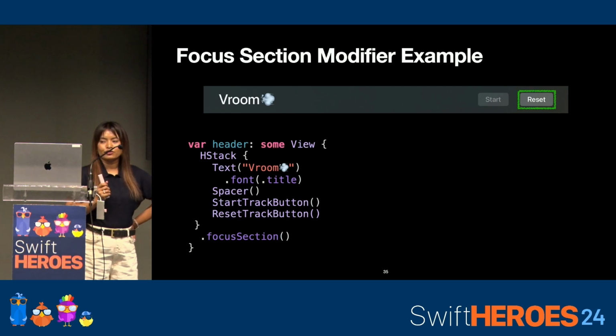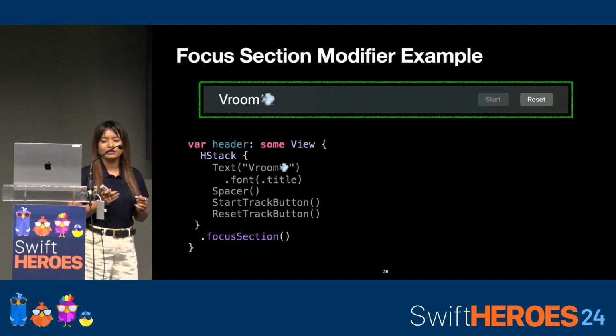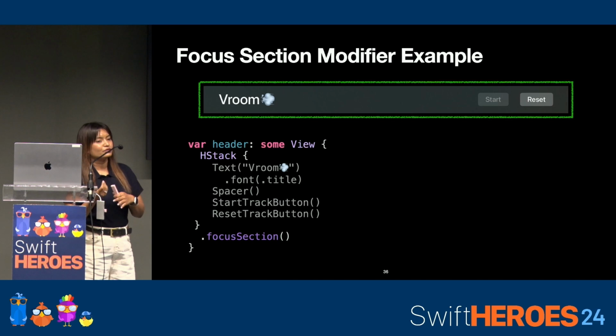And here's the code for my header. So that's what the code looks like. Looking at the key part of the code, I've just added the focus section modifier to the entire horizontal stack, which is the horizontal stack of my text title and two buttons. And that basically makes it work. One thing to note is, obviously, make sure when you use this modifier, the parent container is bigger than the target, otherwise it's not going to work.